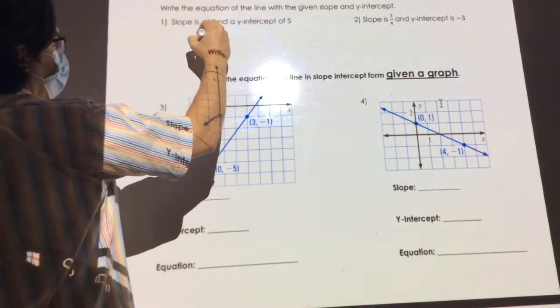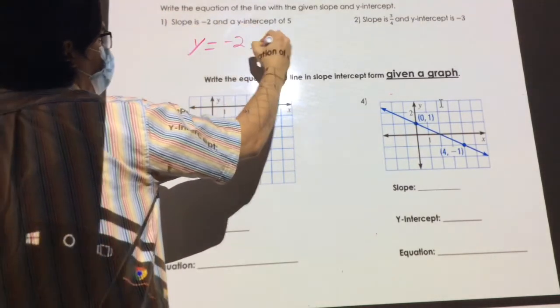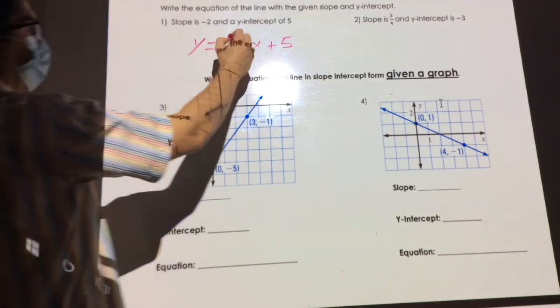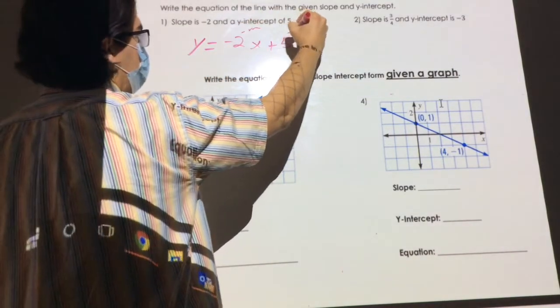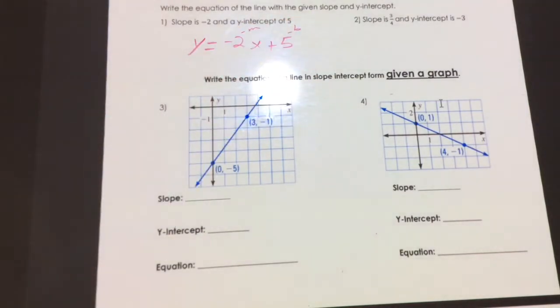So right here it says slope is -2 and y-intercept is 5. So in slope-intercept form, it would look like this. Are we okay with that? Okay? This is my slope. This is my y-intercept. Over here, can somebody put number 2 in the slope-intercept form for me?